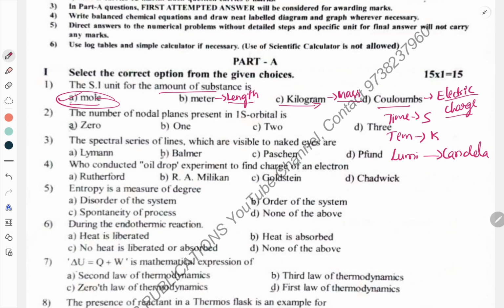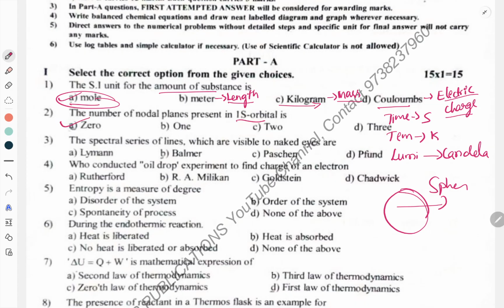Next, move on to the second question. The number of nodal planes present in s orbital is, see, if you take the s orbital, it is spherical in shape, so there are no nodes in the s orbital. That's why option A is the correct option, that is 0 nodes.